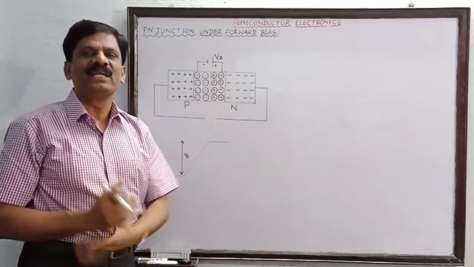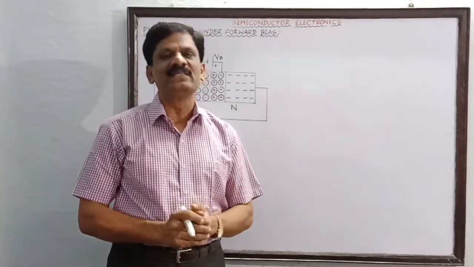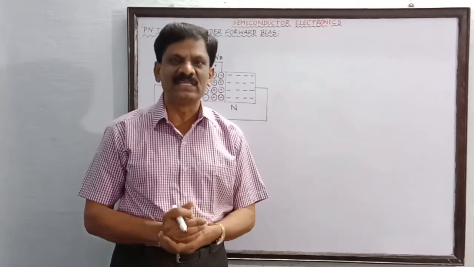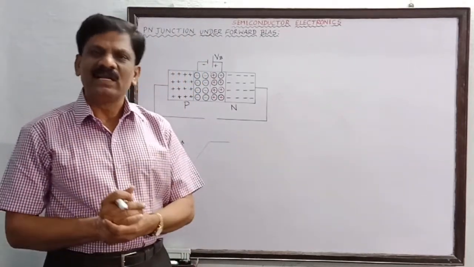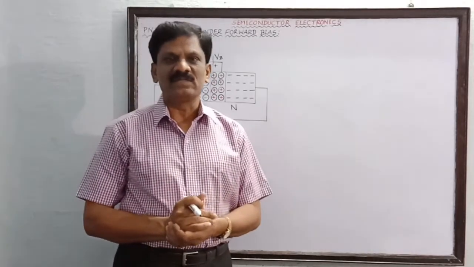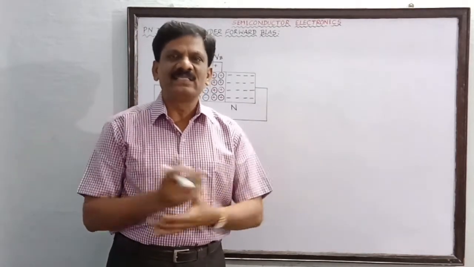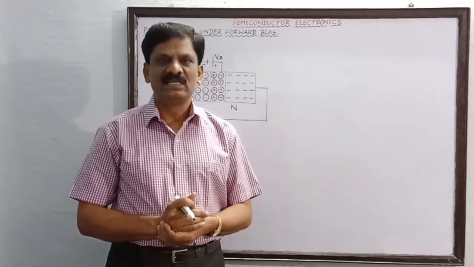For a silicon diode it is 0.7 volt, and for a germanium diode it is from 0.2 to 0.3 volt. This is called the internal potential barrier, and this is said to be an unbiased diode also. What is meant by unbiased? We have not connected any external battery across the diode. Then it is said to be unbiased.